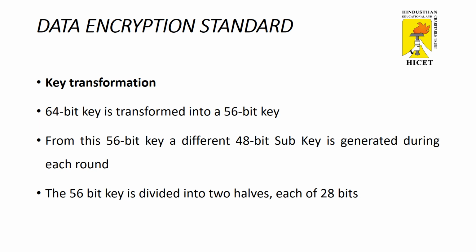Last one is key transformation. The initial 64-bit key is transformed into a 56-bit key by discarding every 8th bit of the initial key. From this 56-bit key, a different 48-bit subkey is generated during each round using a process called key transformation. For this, the 56-bit key is divided into two halves, each of 28 bits. Thank you.